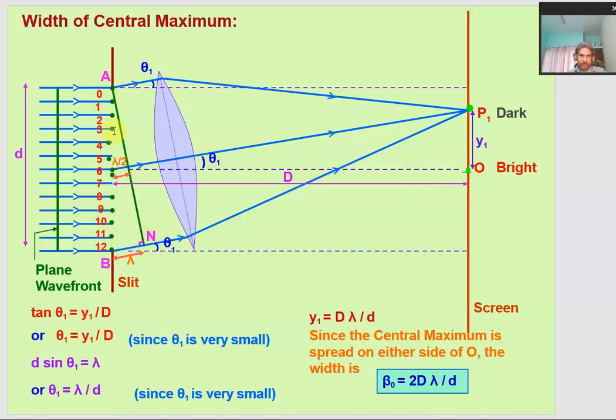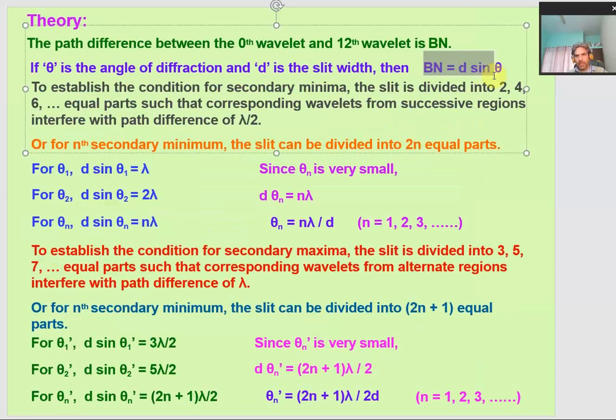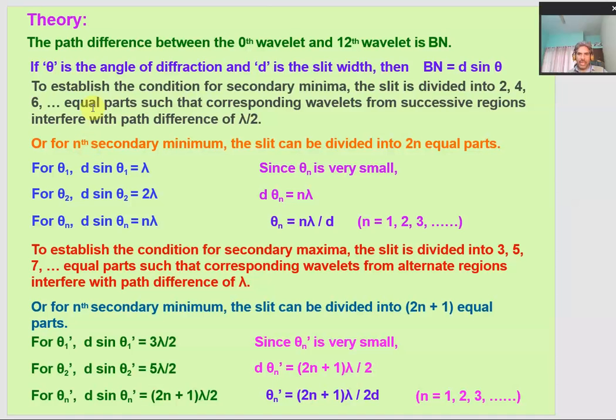So sine theta from here becomes equal to Bn upon D, right? So it is Bn upon D, meaning perpendicular divided by hypotenuse. So from there we can calculate Bn. From here, Bn comes out to be D times sine theta. So Bn is the path difference for the light coming from the two extreme points of the slit.